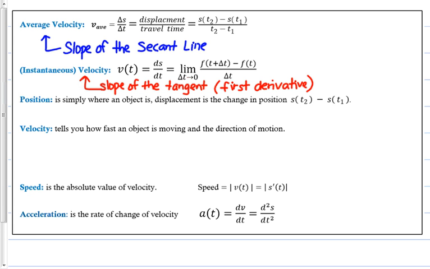Before I go any further, I need you to understand how we're going to write certain things. So this lesson is about particle motion or objects in motion. So we have to have a position. The position function is usually s of t. Sometimes they'll write it as x of t.